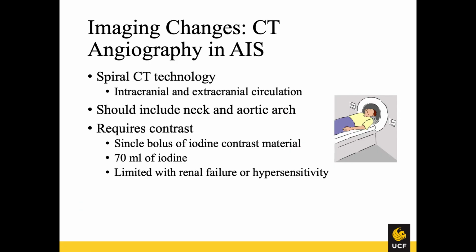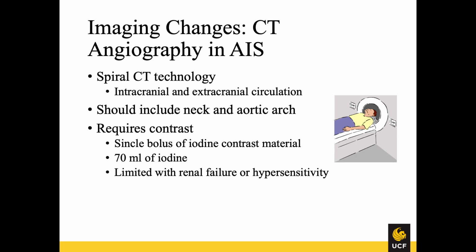So what imaging changes are you going to see in a CTA? Well, spiral cut CTs will show intracranial and extracranial circulation. Obviously, it requires a contrast material, contrast dye. So if the patient has renal failure or they have an allergic hypersensitivity, you're not going to be able to do this. The other thing that's important when you're getting a CTA is you want to include the neck, and you want to also include the aortic arch.